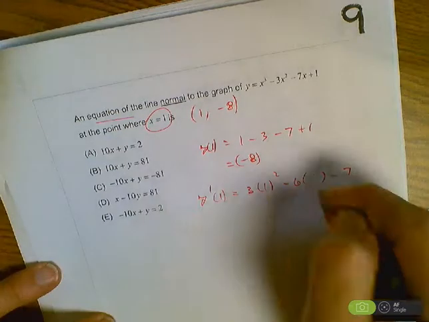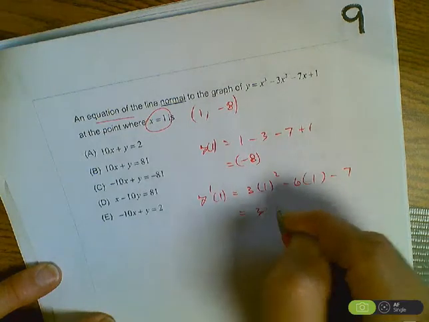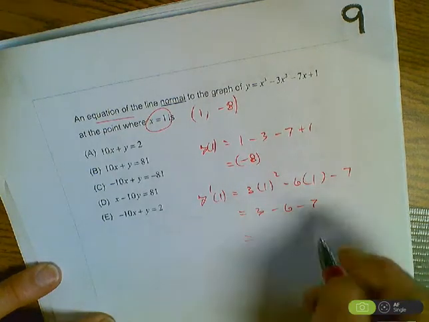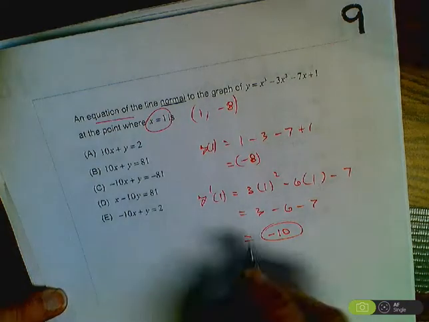Put in a 1. Now, do your work. 3 times 1 is 3. Minus 6 minus 7 equals negative 10. Slope's negative 10. Now do your line work.